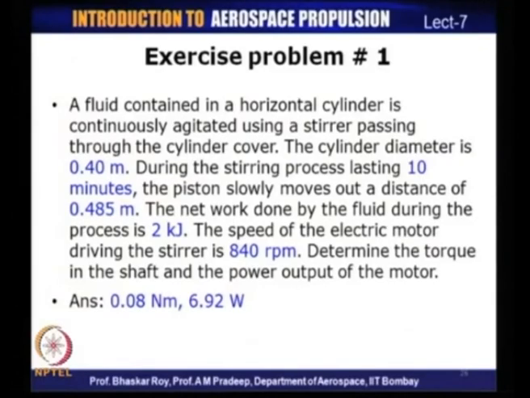And so, you are required to find the torque in the shaft and the power output of the motor, because work done is specified and the distances moved have been given. So, you can find the torque in the shaft and the power output. I have given the answers here. You can verify these answers by calculating it. You should be getting a torque in the shaft of 0.08 Newton meters and power output of the motor as 6.92 watts.